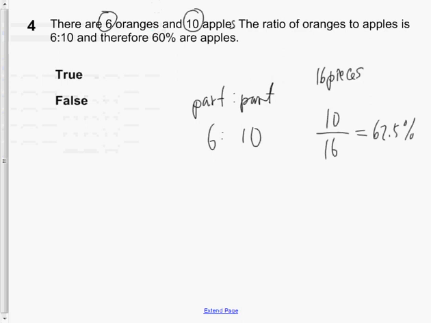So the trick here was not to think of the part-to-part ratio as percentages, right? You have to have part to whole. So the answer for this one, therefore, is false. It's 62.5%.